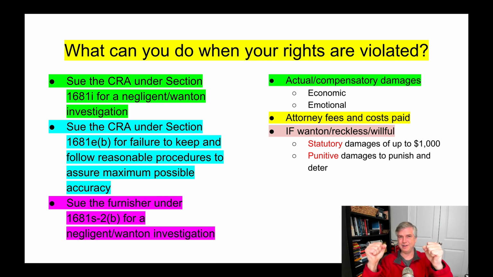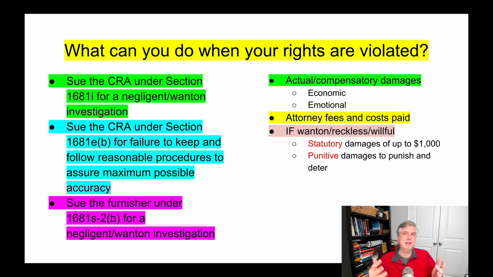So 1681s-2(b), that is where, again, we have the CRA and the furnisher. We notify the CRA. It goes to the furnisher, the ACDV through eOscar, and then the furnisher looks at that, sends the response back through eOscar to the CRA. Now, if the CRA did a lousy investigation, that's 1681i. If the furnisher did a lousy investigation, that's 1681s-2(b). And then we may also be able to get the CRA under section 1681e(b) for maximum possible accuracy.